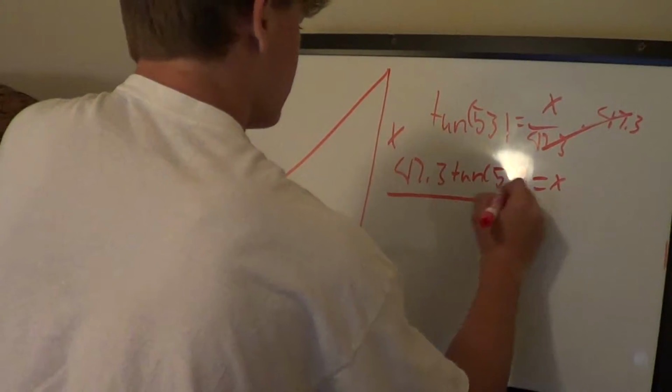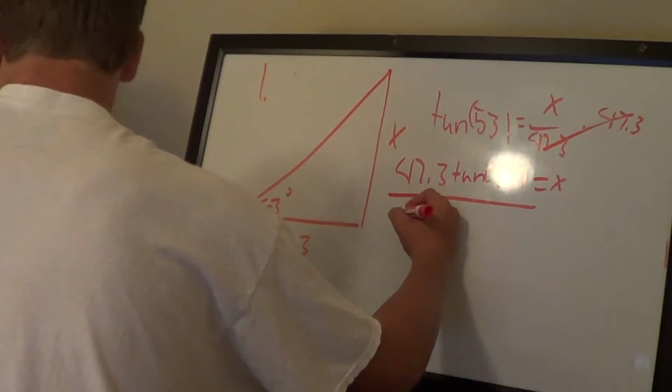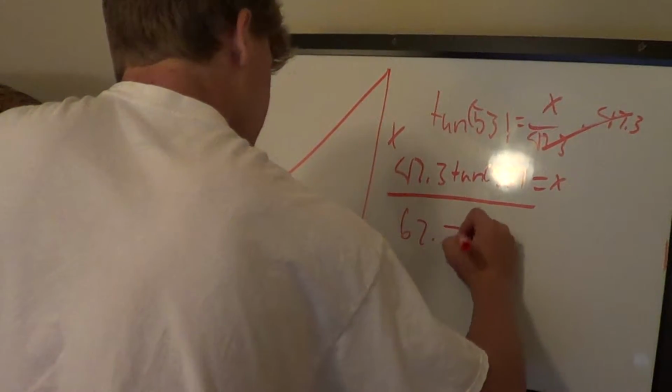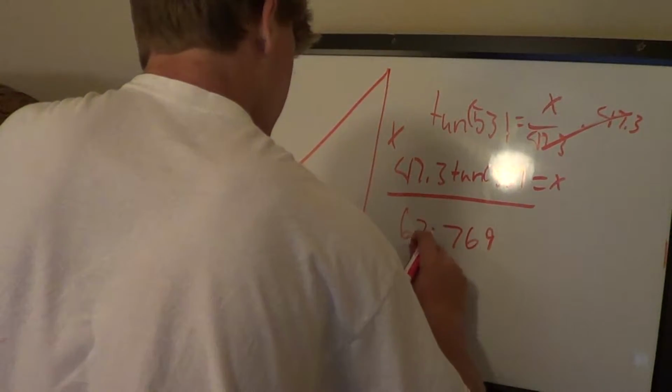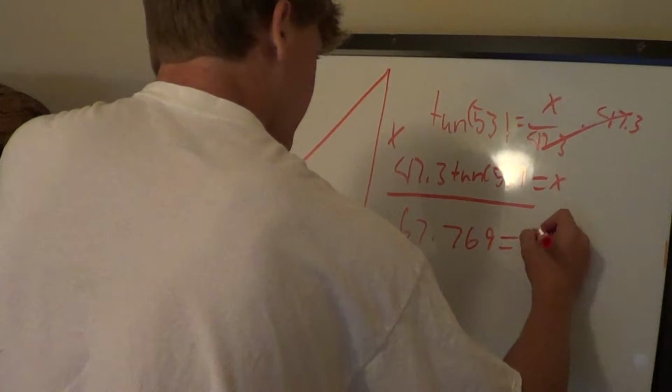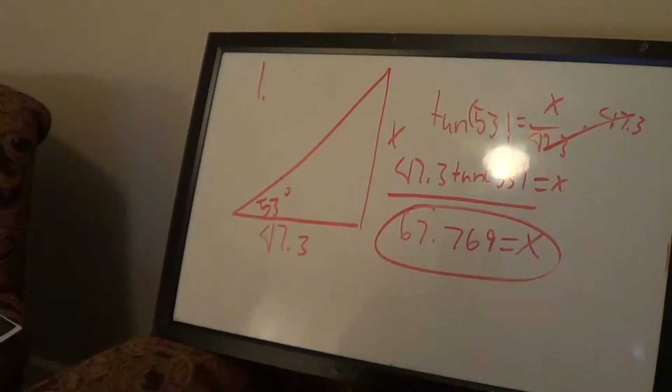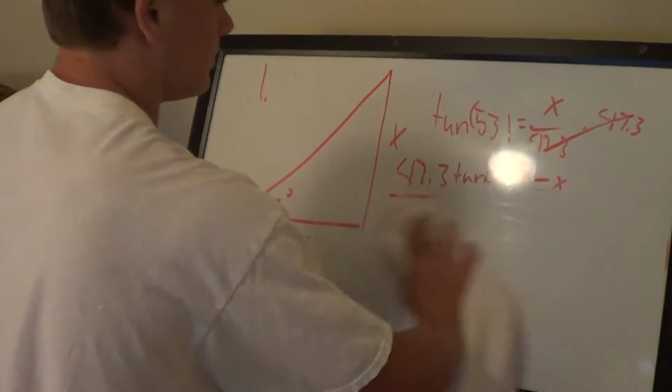And then once this is entered into the calculator, it comes out to be 62.769 equals x. And that is your height. The final answer. That is the height of the silo. Alright.